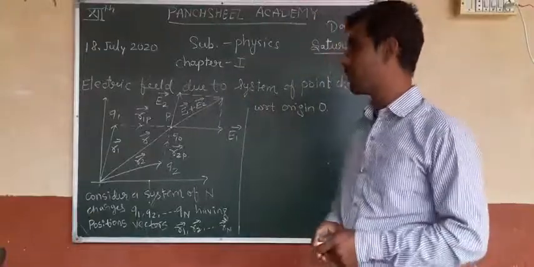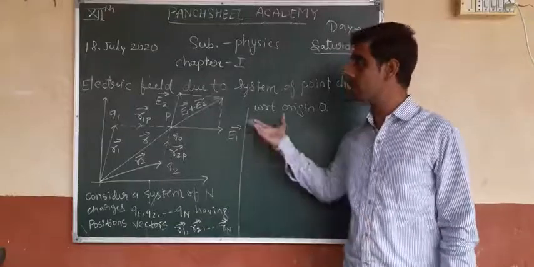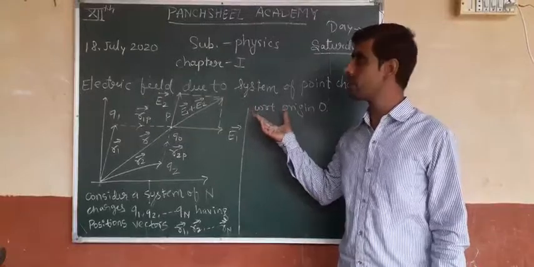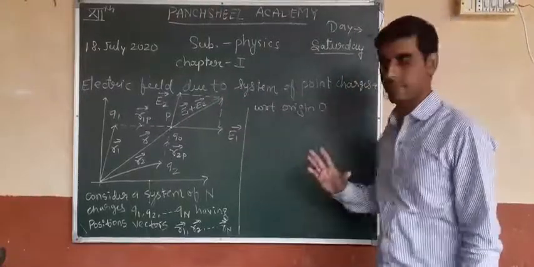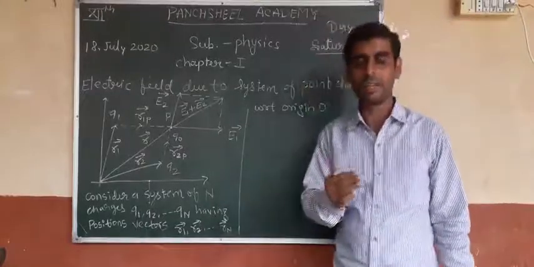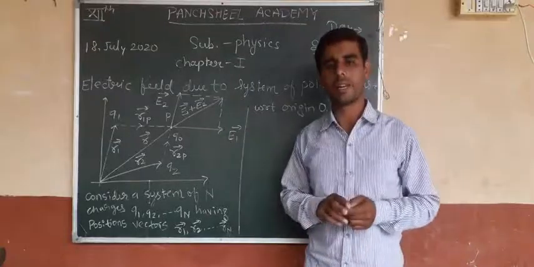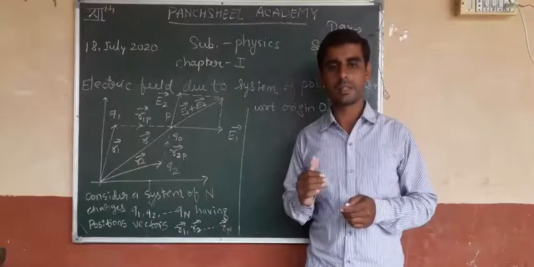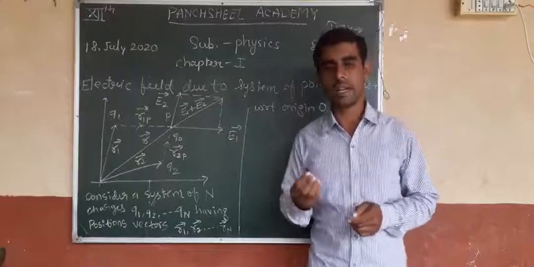Today we are going to discuss the topic of electrostatics, in which we cover the electric field due to a system of point charges. In our previous lecture we discussed the topic of electric field. What is the formula for electric field? That is F by Q naught, and Q naught is the test charge.